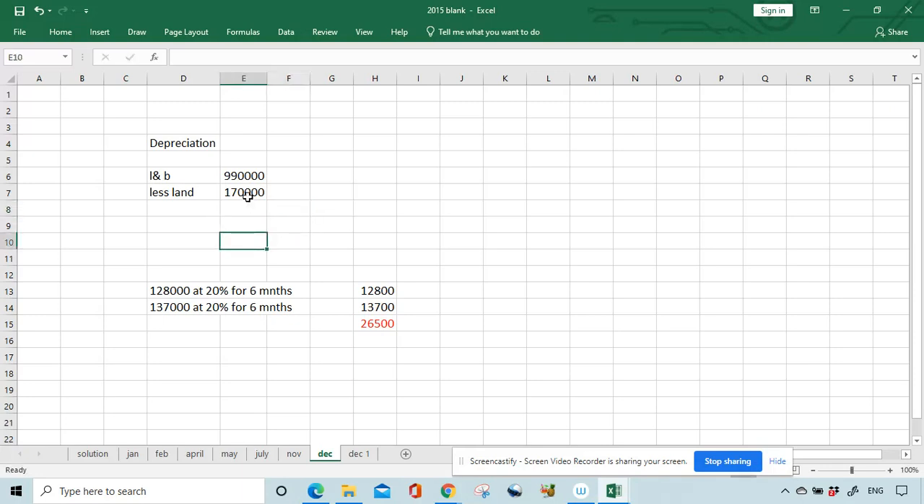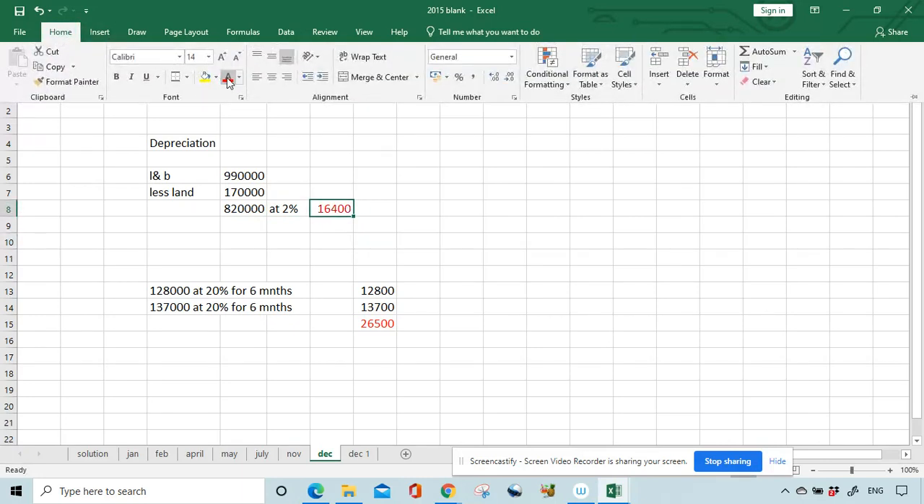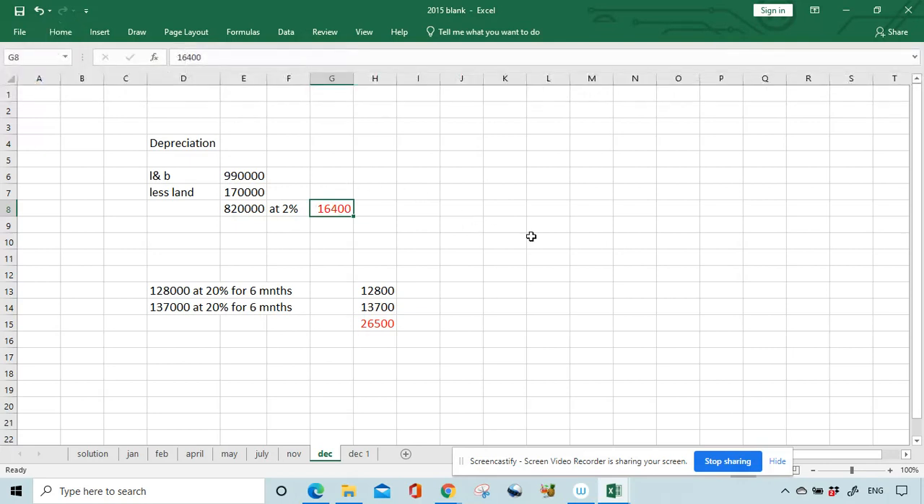So the value of the buildings is, we have land and buildings 990. You must take out the land. So it's 990, take away the land is 820. And that's at 2%, which gives me a figure of 16,400 for my land and buildings. Okay, so that was controversial, just the wording compared to the previous question.